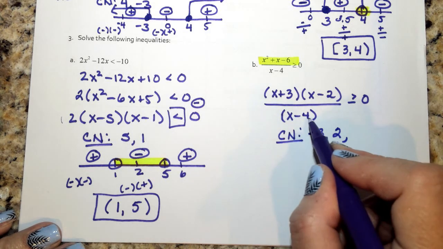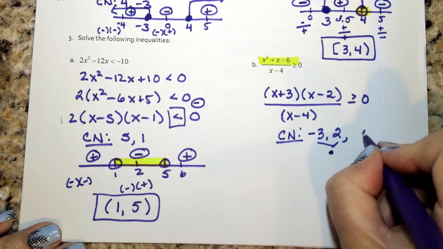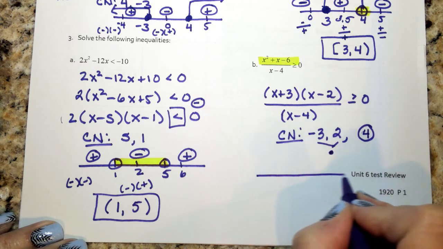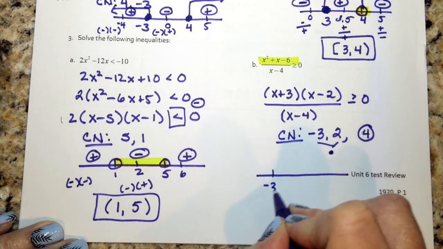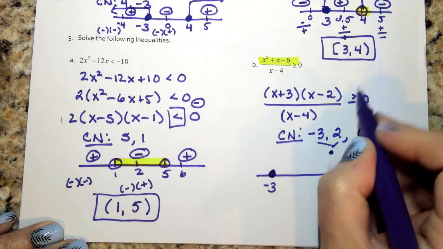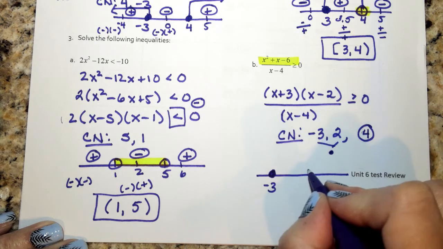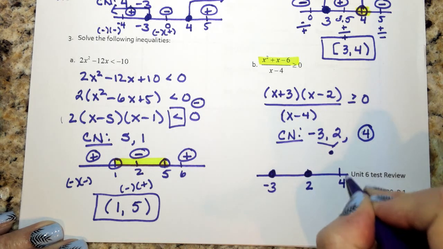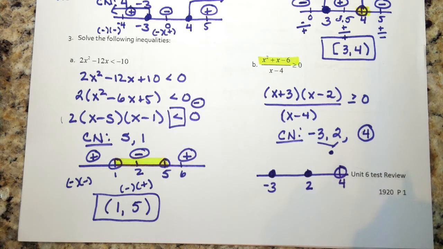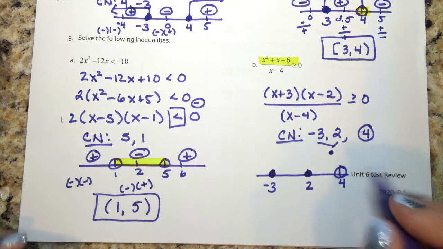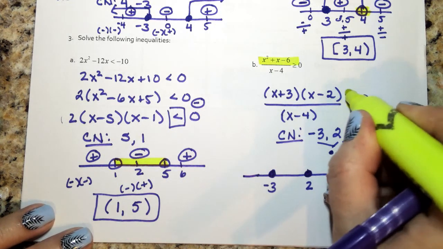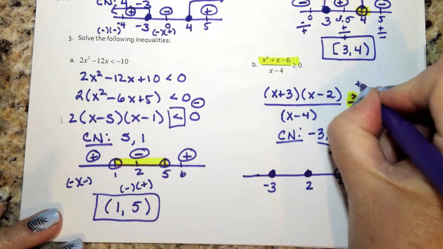Now I have to set the denominator equal to 0, so that's going to give me a 4, and I'm going to circle it. When I set up my number line test, I've got negative 3, which I'm going to use a closed circle for because my solutions can be equal to 0. I'm going to use 2 with a closed circle. However, 4, because that's the critical number coming from the denominator, is where the fraction's undefined, so I'm going to use an open circle. Again, I'm looking at greater than or equal to 0, so I'm looking for positive numbers to be my solution.